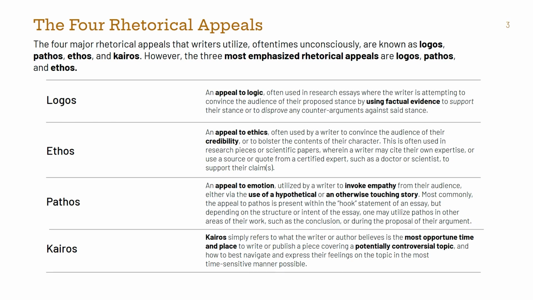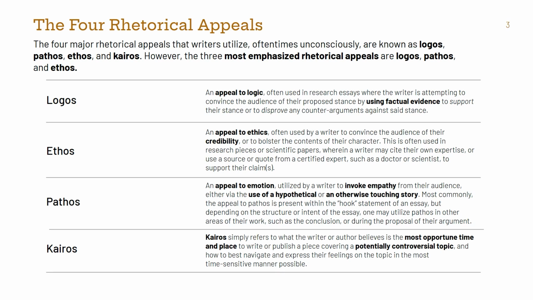Pathos is an appeal to emotion, utilized by a writer to invoke empathy from their audience, either via the use of a hypothetical or an otherwise touching story. Most commonly, the appeal to pathos is present within the hook statement of an essay, which we discussed in my previous video, but depending on the structure or intent of the essay, one may utilize pathos in other areas of their work, such as the conclusion or during the proposal of their argument.